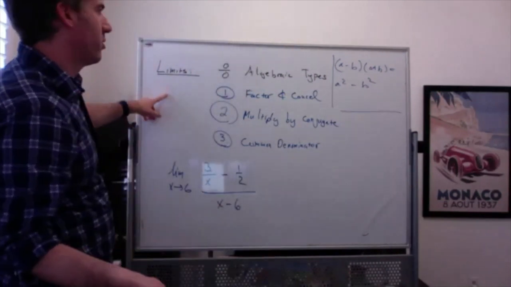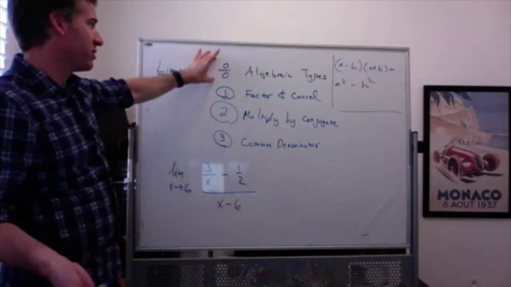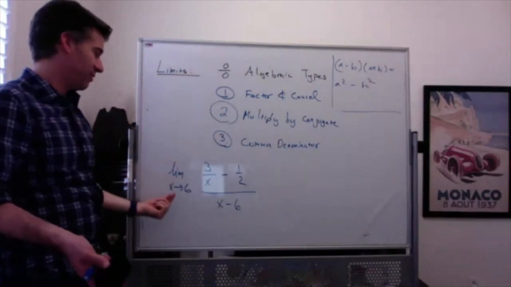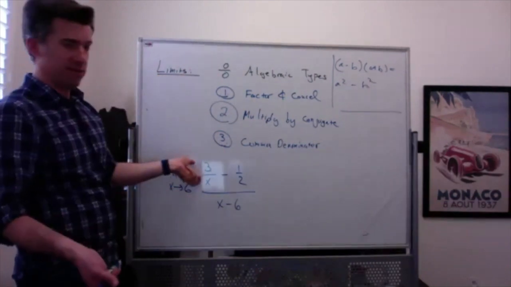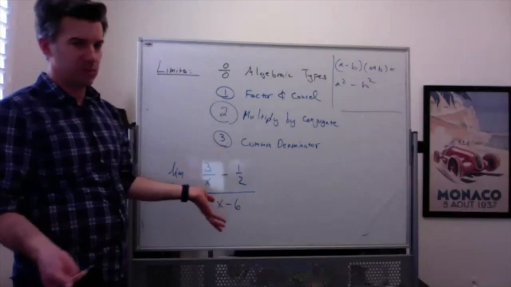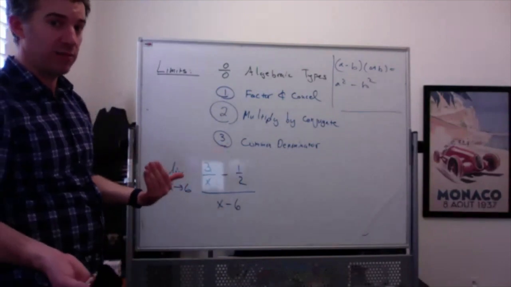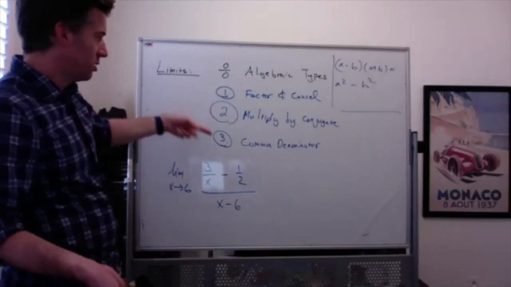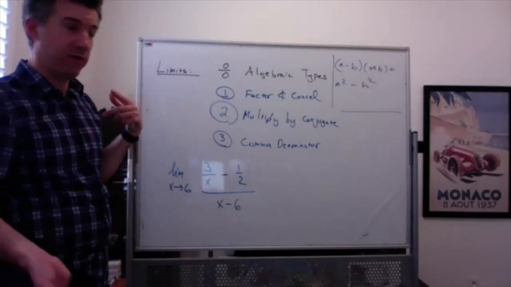Just as a reminder, we're talking about limits, 0 over 0 limits, which this definitely is. If you plug in 6 for x, you get 3/6, which is 1/2, minus 1/2, which is 0, over 6 minus 6, which is also 0. So it's definitely a 0 over 0 type. And we are going to use a common denominator to evaluate it.